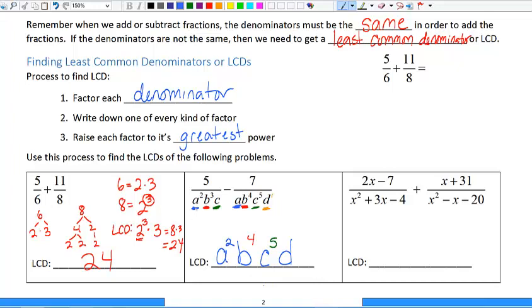So the first denominator says you have to have at least 2 A's. Check, I have at least 2 A's. It says I have to have at least 3 B's. Yep, I have 3 B's and more.